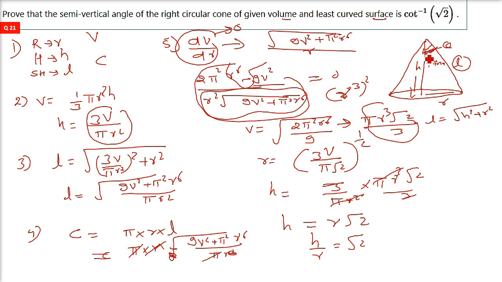Now if you take this as tan theta, this is perpendicular by base. R by h is tan theta. This is theta I am talking about. This is r, this is h. So when you take tan theta, it will be r by h. But we are interested in h by r. What is h by r?